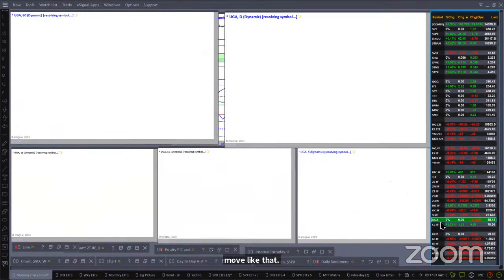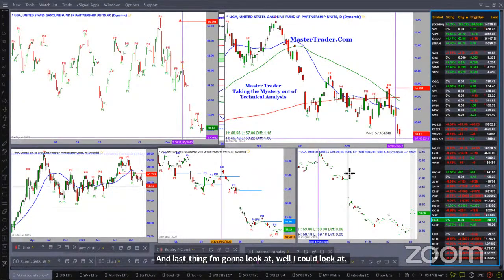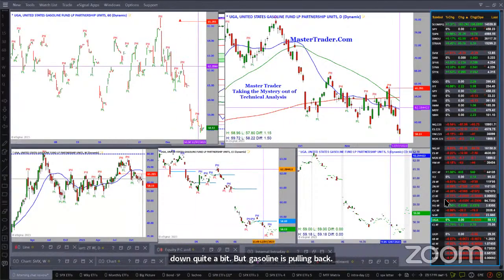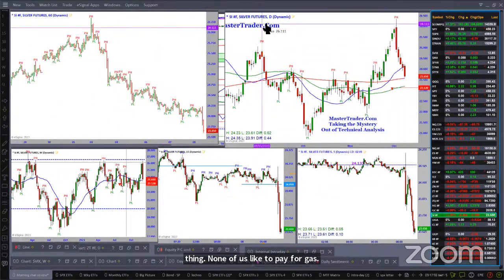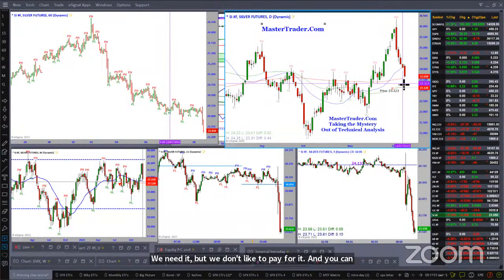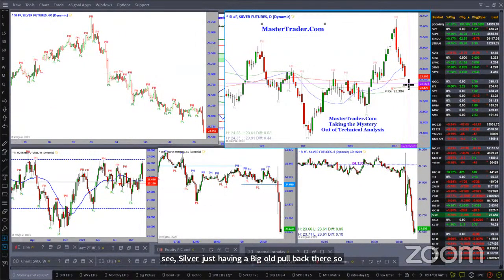And last thing I'm going to look at, you can see gold isn't doing anything. It's actually down quite a bit, but gasoline is pulling back. Looks like it can come in a little bit. So that's a good thing. None of us like to pay for gas. We need it, but we don't like to pay for it. And you can see silver just having a big old pullback there. So kind of crazy moves, strength just falling all the way apart again.